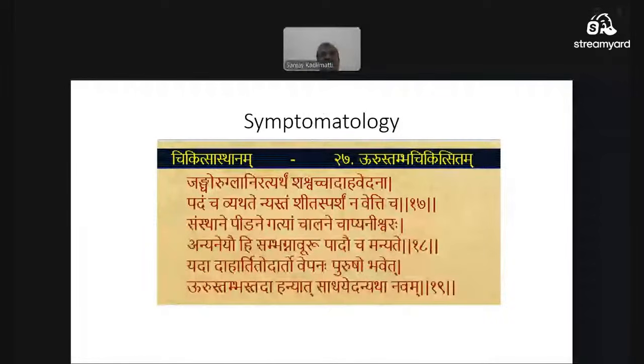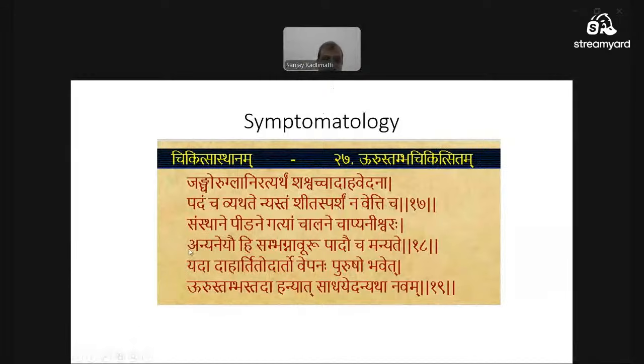Symptomatology: in just 20 years of practice, two or three patients have told me one sentence, in Kannada. In English, for those who are not Kannada people: sir, my leg does not feel like my own. It is not listening to my orders. That movement is not possible. See the word used by Charaka.